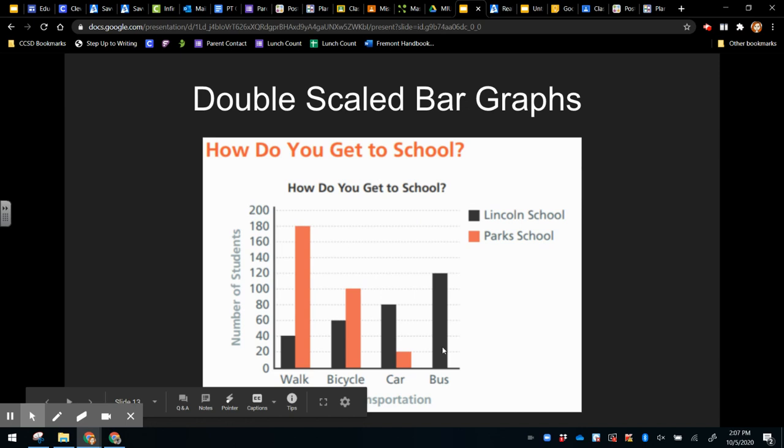So remember, scaled bar graphs usually have a scale on the side, and they're counting by a certain interval, the same interval all the way up. It has a label on the scale. It has categories. It has a label on the categories, and it has a title. Sometimes if it's a double scaled bar graph like this one is, it might have a key over here too to tell you about the bars. I hope this gives you a better understanding or a review of bar graphs and organizing your data.